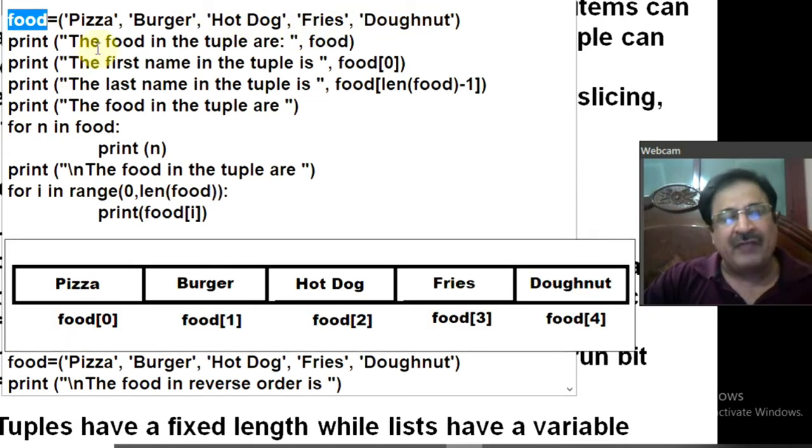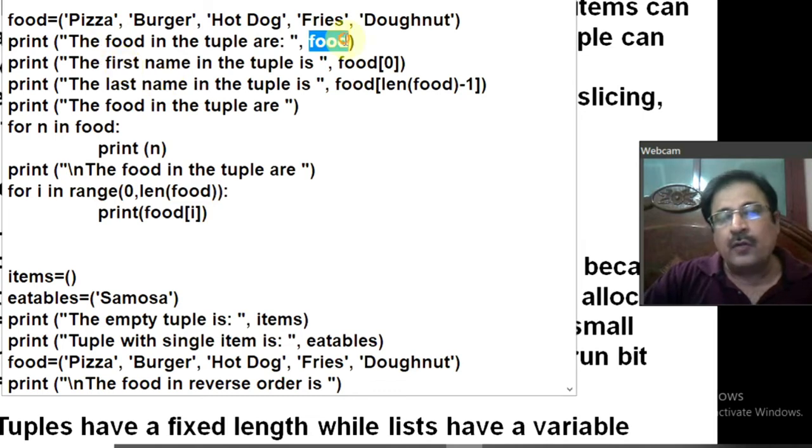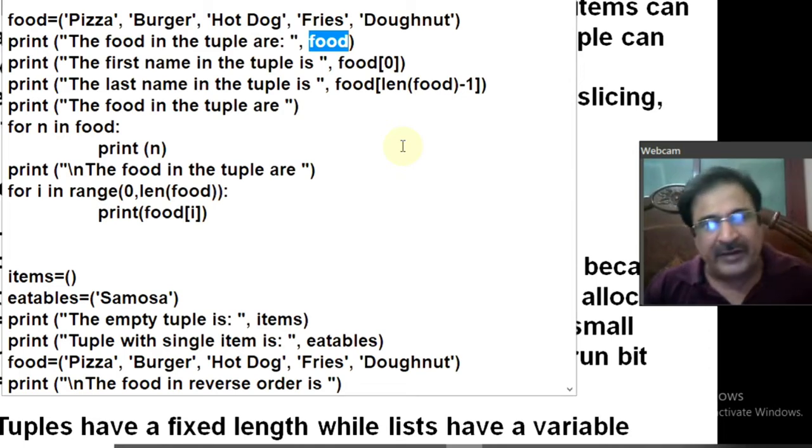Okay. Now what will happen? Obviously this pizza will be assigned to the index location 0, food 0. This burger will be assigned to the index location 1, that is food 1, food 2, food 3, and food 4. Okay. Now what will happen? When you supply the tuple name, all the elements of the tuple will be displayed. So all the food items enclosed in parentheses will appear on the screen.